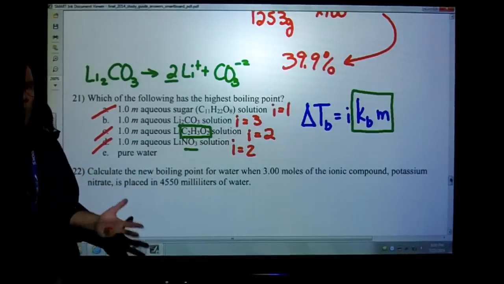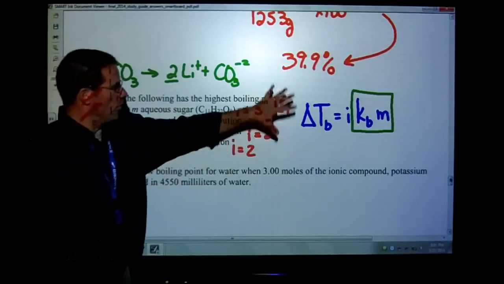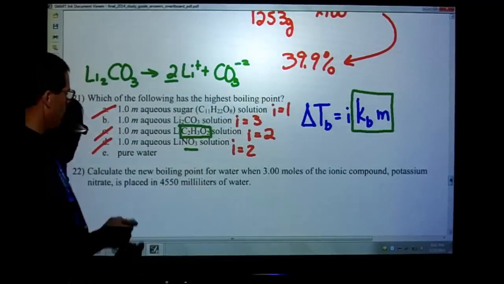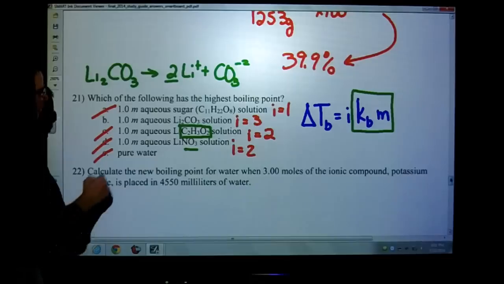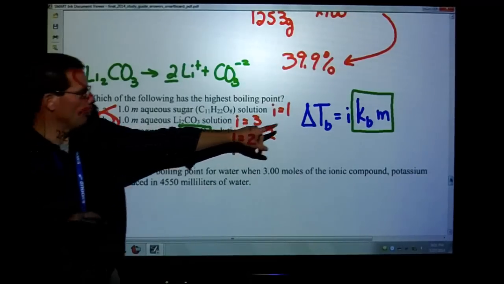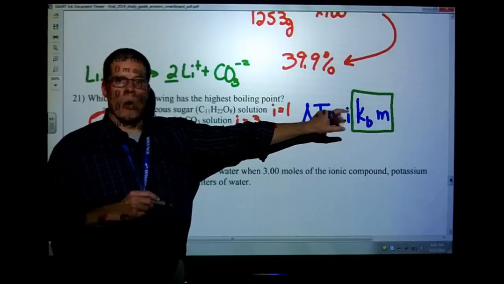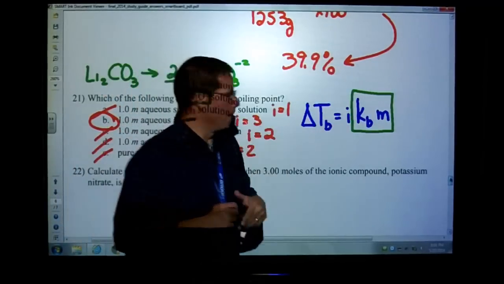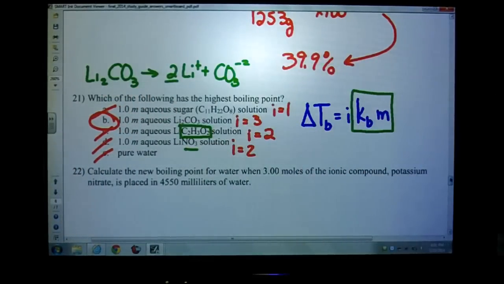Pure water doesn't even have an i value or a molality. Pure water boils at 100 degrees. So all of these are going to boil at a much higher temperature than pure water. So your only option is B, because its i value is the greatest, while all others are the same. Love that concept.